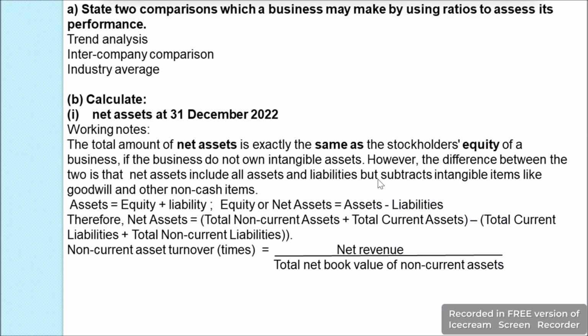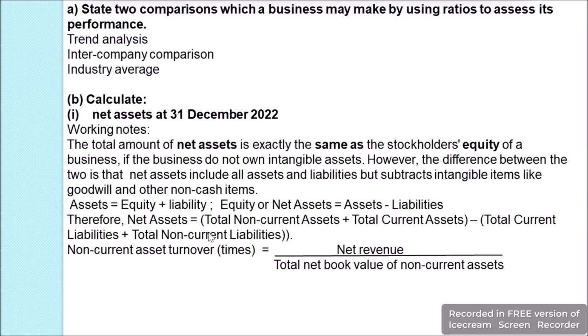As here net assets and equity are the same, we are going to take the accounting equation which states that assets equal equity plus liability. So equity or net assets, which we are going to term for this question, will be equal to assets minus liabilities. Therefore, our net assets will be the total non-current assets plus the current assets which make up the total assets. And from there, we are going to subtract the total current liabilities and total non-current liabilities which make up the total liabilities. Here in the question, we don't have the total non-current assets.